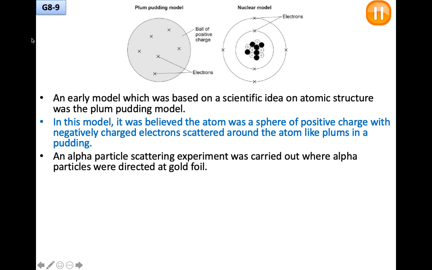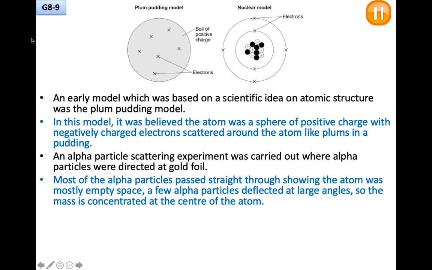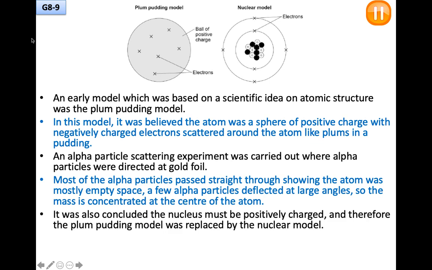Alpha particle scattering experiment was carried out, where alpha particles were directed at gold foil. Most of these alpha particles passed straight through, showing the atom was actually mostly empty space and not like what the plum pudding model suggests. A few alpha particles were deflected at large angles, so the mass is concentrated at the centre of the atom, again contradicting the plum pudding model. And it was concluded then that the nucleus must be positively charged, and therefore the plum pudding model was replaced by the nuclear model. So pause the video to mark and correct your work and add any extra detail.